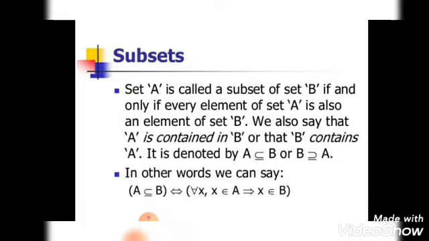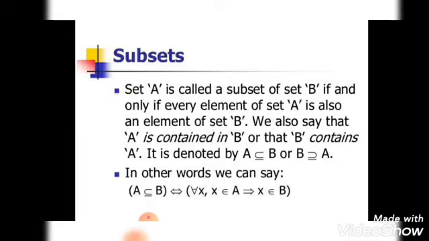For example, set A is equal to {1, 2, 3, 4, 5, 6}. Set B is equal to {1, 2, 3, 4, 5, 6, 7, 8}. A contains elements 1 to 6. B contains elements 1 to 8. Means A is a subset of B. Means the elements which are there in A are also elements of B. Here B contains 1 to 8. The set B is a superset of set A.